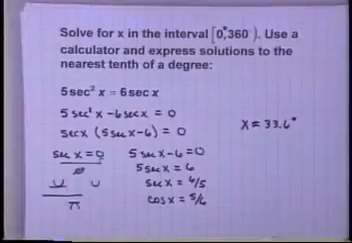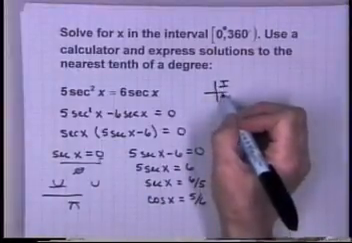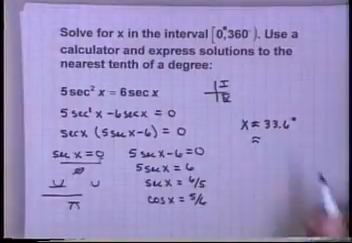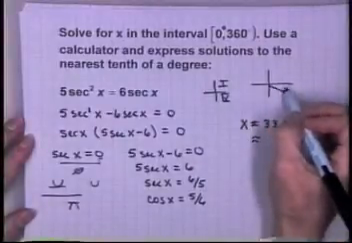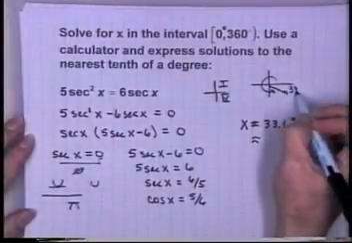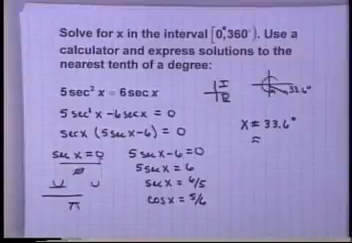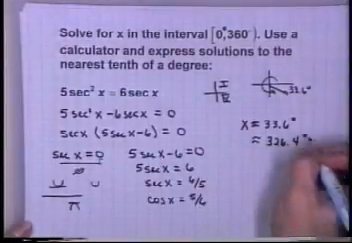Now, this is not my only solution because the cosine is positive again in quadrants 1 and 4. So this is my quadrant 1 solution. To get my quadrant 4 solution, I need to use this as a reference down here in quadrant 4. So if I use 33.6 degrees here, what I need to do is take 360 degrees and subtract that 33.6. That gives me 326.4 for my second solution.